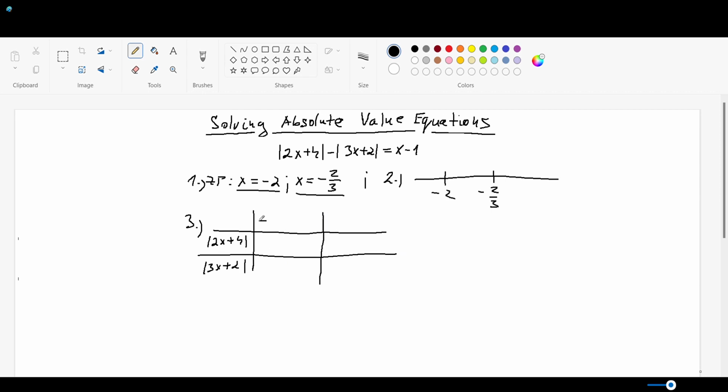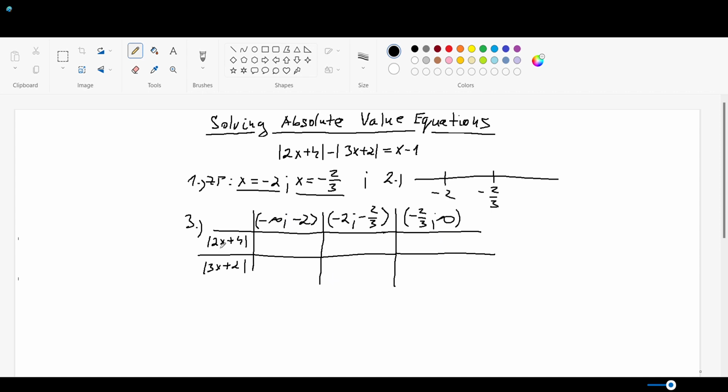So we will be looking for the absolute value 2x plus 4 expression and the absolute value 3x plus 2 on these three intervals: from negative infinity to negative 2, the second interval from negative 2 to negative 2 over 3, and the last interval from negative 2 over 3 to infinity.